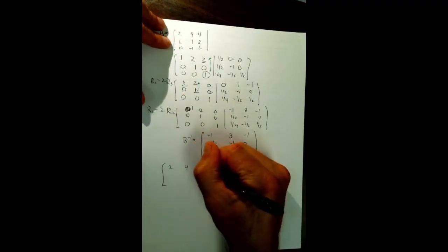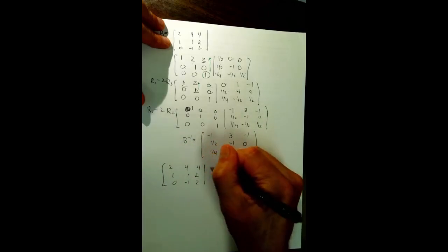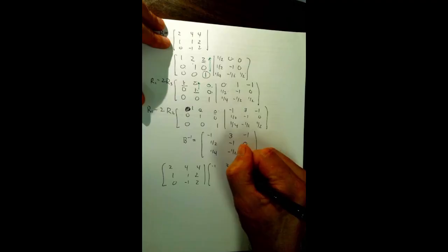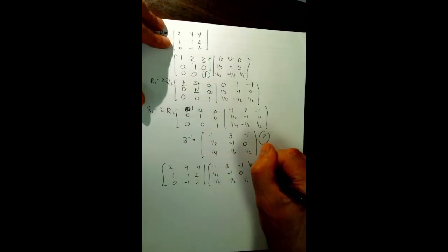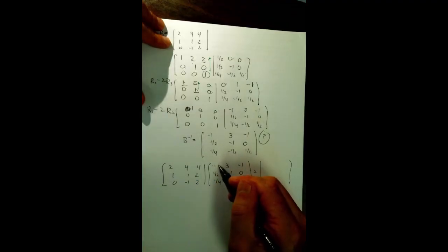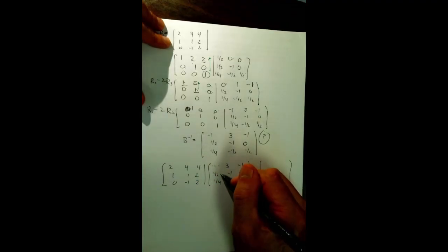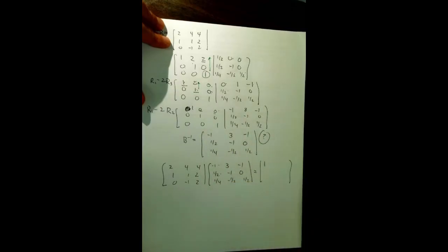So I take my original matrix, and if I multiply it by this matrix, so I'm not sure that's really the inverse yet, I should get an identity matrix. If not, I screwed up. So 2 times -1 is -2, plus 4 times 1/2 is 2, so that's 0. That's 0. 4 times 1/4 is 1, so 0 plus 1 is 1.